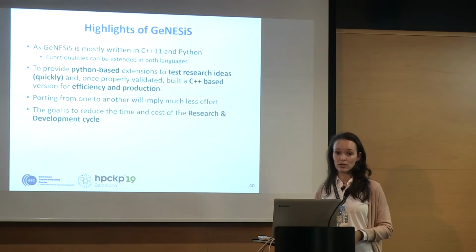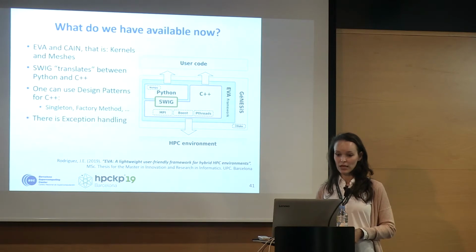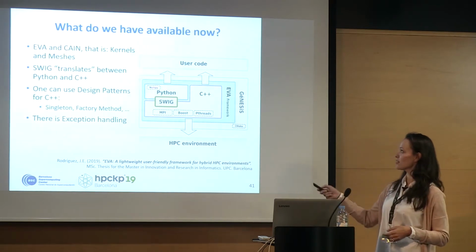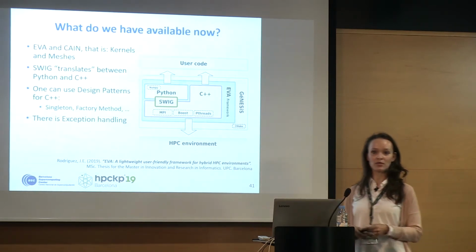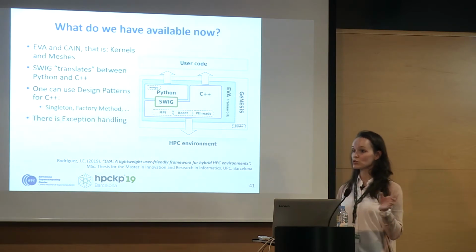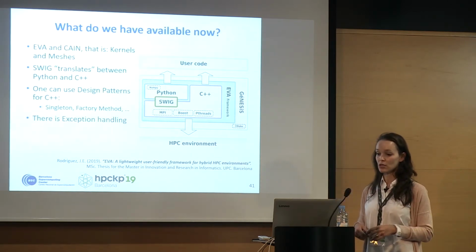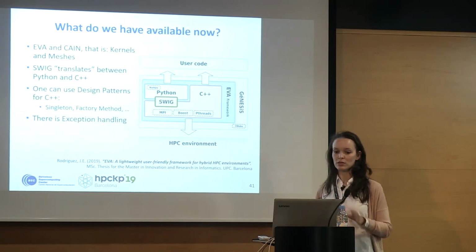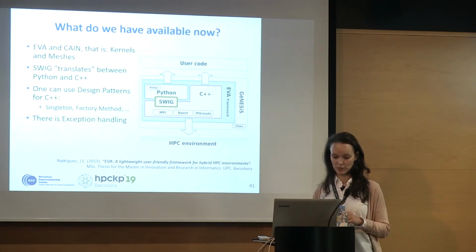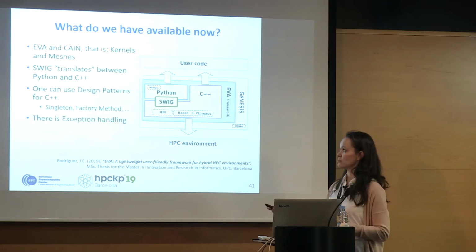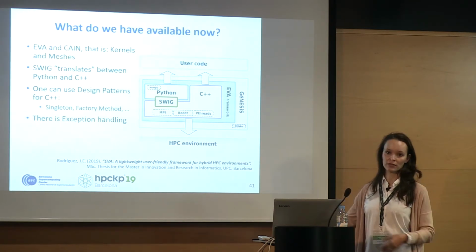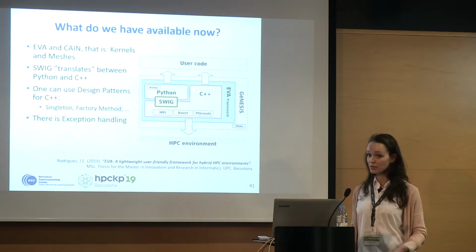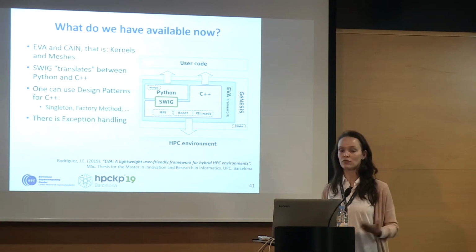The goal is to reduce the research and development cycle, and the secret weapon within it is Swig. So you can implement in Python, and once you have tested, with Swig you can generate a C++ version. So EVA and Cain have almost everything implemented in both Python and C++. Of course, by using C++ and object-oriented programming, you can take advantage of all the design patterns, so you can be a more efficient software engineer.